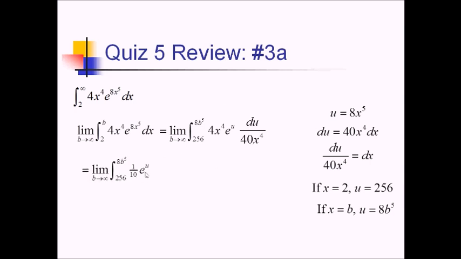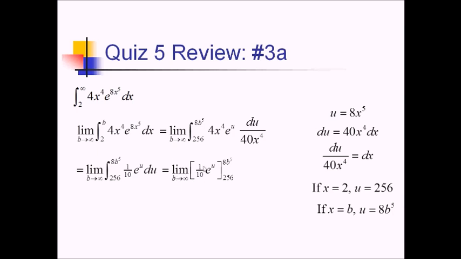Then we have an e to the u, and we have a du there as well. Don't forget your differential. And now the antiderivative of 1/10 e to the u is just 1/10 e to the u, evaluated from 256 to 8b to the 5th. Notice that my limit is still here because I haven't actually tried to apply b approaching infinity anywhere yet. So until you actually apply that, this limit sticks around.